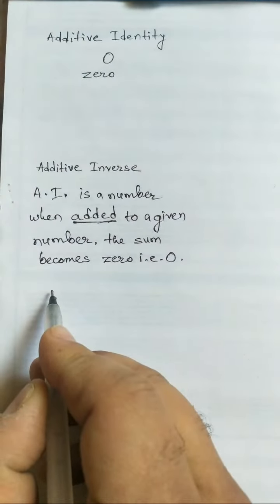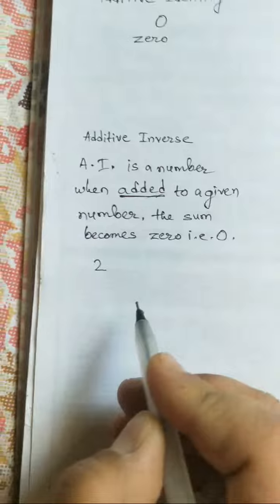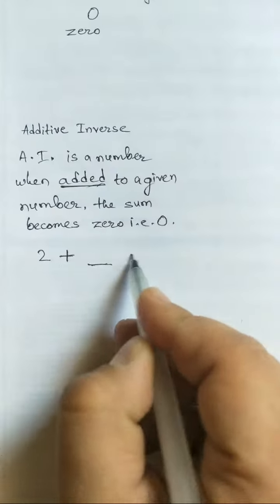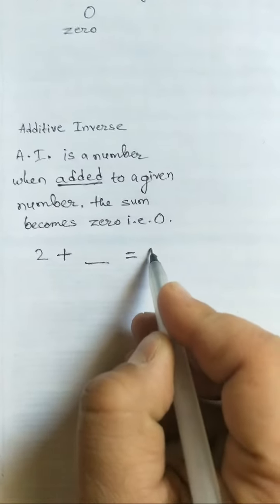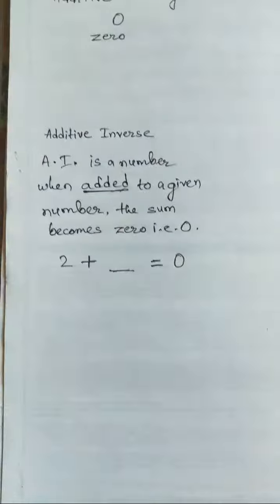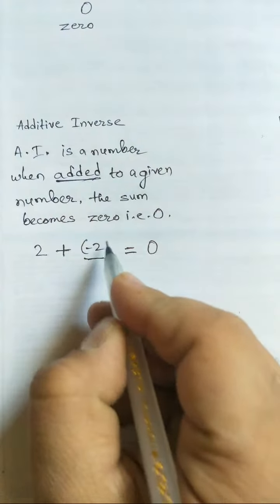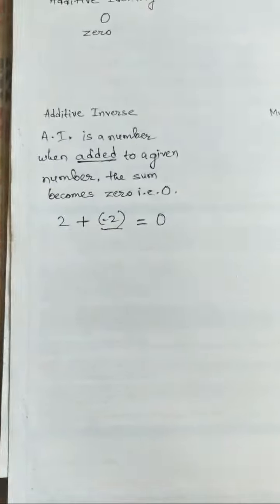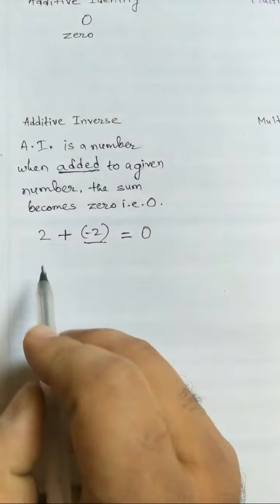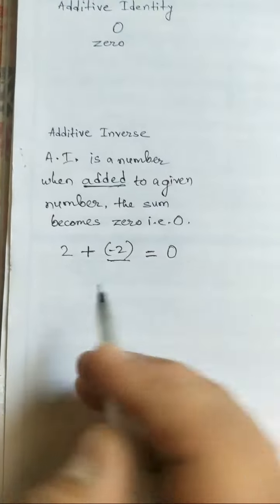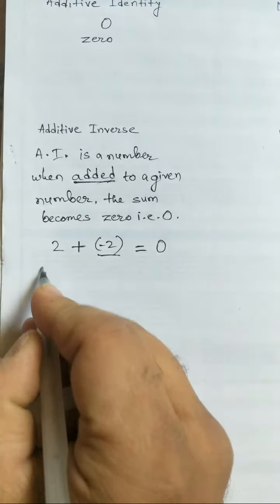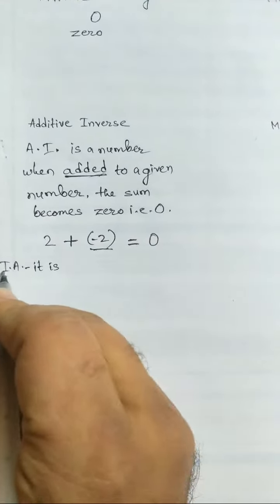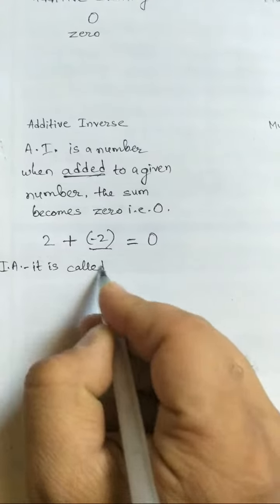Suppose your given number is 2. Now you have to add something here so that the result becomes 0. So obviously it is minus 2 which should be added so that the sum becomes 0. So the additive inverse of 2 is minus 2. In simple terms, the additive inverse is also called the opposite number.